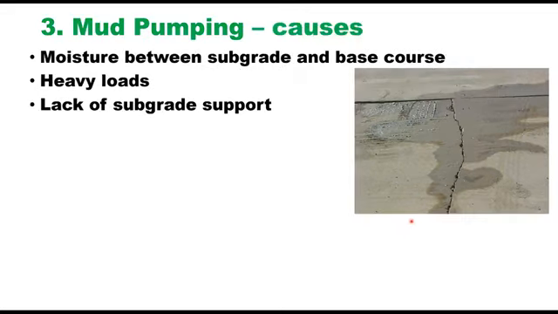The reason for mud pumping is moisture between subgrade and base course material, or heavy loads, or lack of subgrade support. A good base course can prevent mud pumping. Pumping can be avoided by the prevention of water accumulation at the pavement base interface. And this can be achieved by reducing the deflection to a minimum value and by the provision of a strong, well-constructed base.